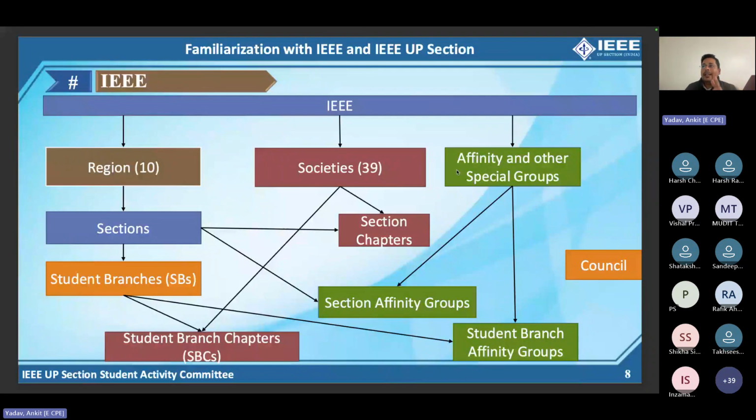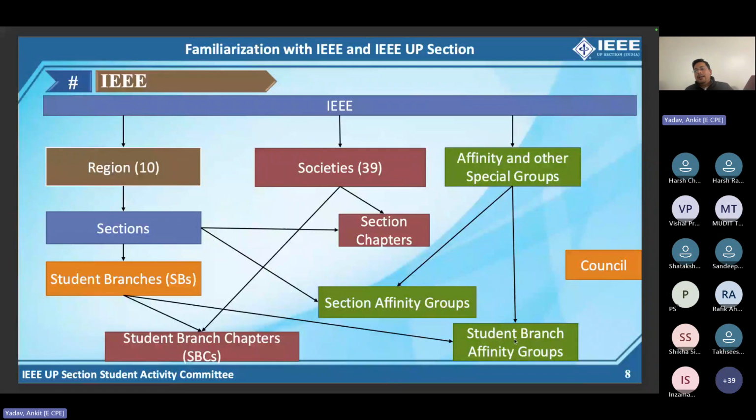And when any two segregation ways merge at a point, that makes a chapter. Like when the geographical location, like section, and society combine at a particular place, at section level, that is called a section chapter. The combination of that at a branch level is called student branch chapters, or the combination of the affinity group at section level is called section affinity groups. Same with student branch affinity groups.